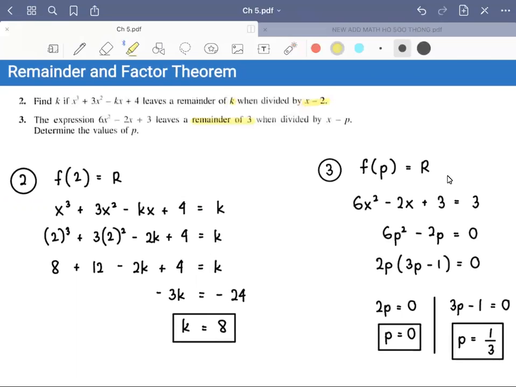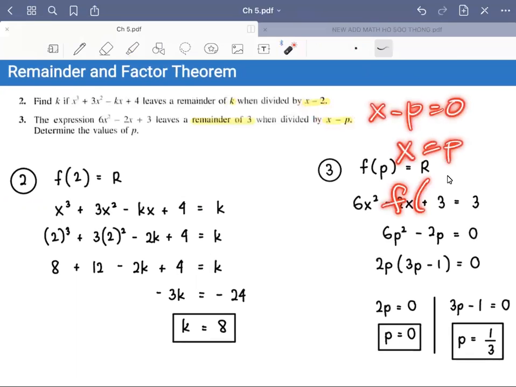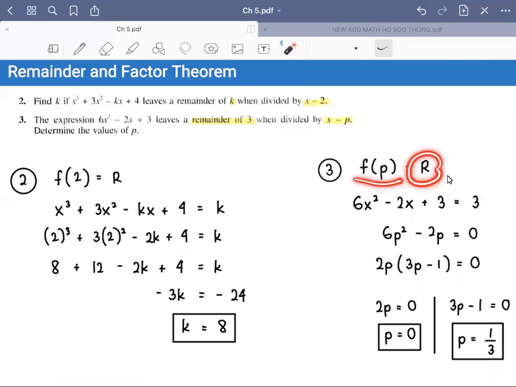And then your divisor is x minus p. So that means if this is your divisor, your function is what? x minus p equals 0, right? So it's x is equal to p. So that means it's f of p. So that is your function, right? And then, of course, the function is equal to the remainder, right?